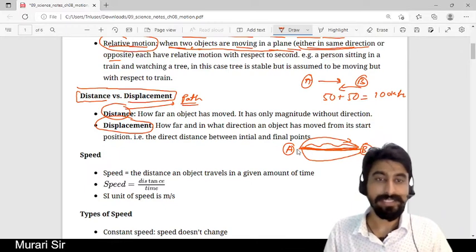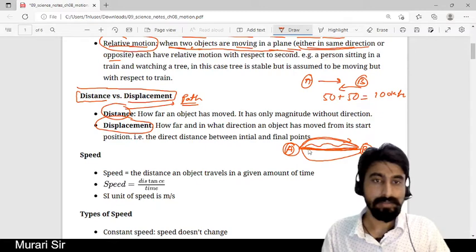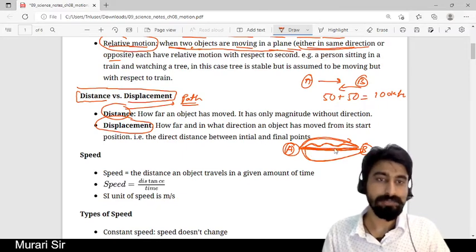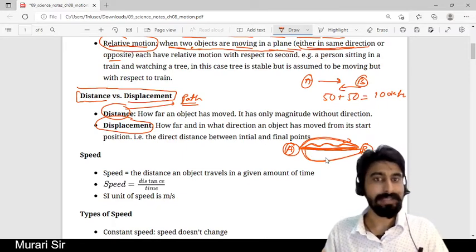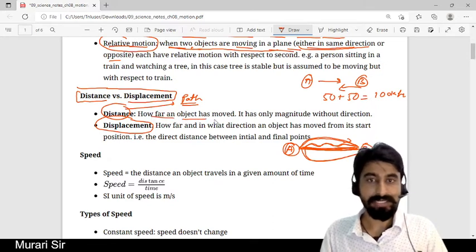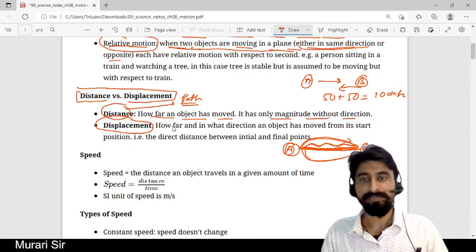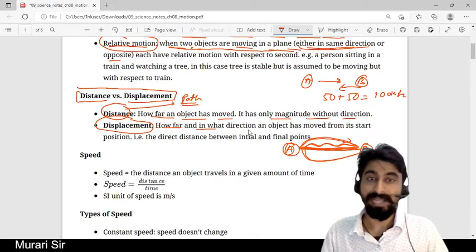Okay, so in reaching from A to B, this can be the path, this also can be the path, and this zigzag can also be the path. But the shortest path will always be the one, and that will always be the shortest. So, how far an object has moved, it has only magnitude without any direction.